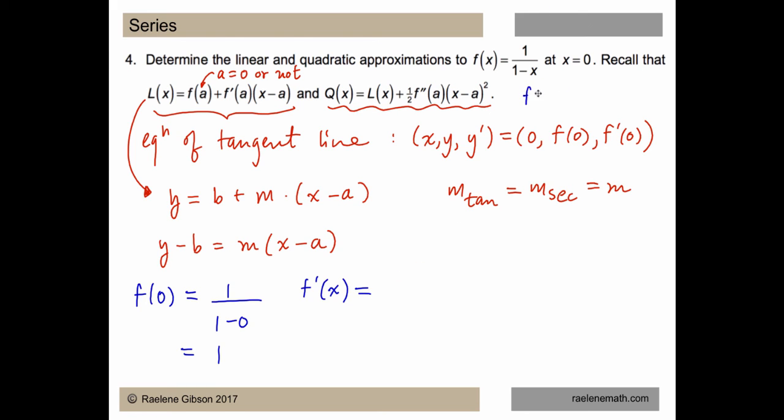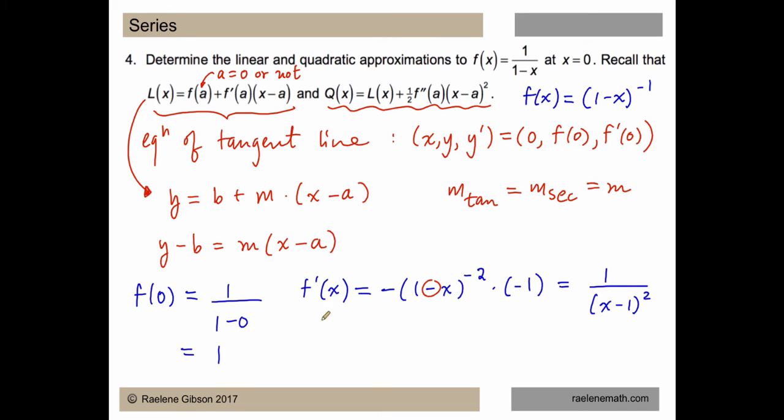So this function f of x, I'm going to rewrite it as (1 minus x) to the exponent negative 1, and so the derivative is going to be negative (1 minus x) to the negative 2 exponent, multiplied by a negative 1 for the chain rule. And so we end up getting that the derivative is positive 1 over (1 minus x) squared, which is the same as (x minus 1) squared. And therefore f prime of 0 is going to be 1 over (0 minus 1) squared, which is going to be 1.